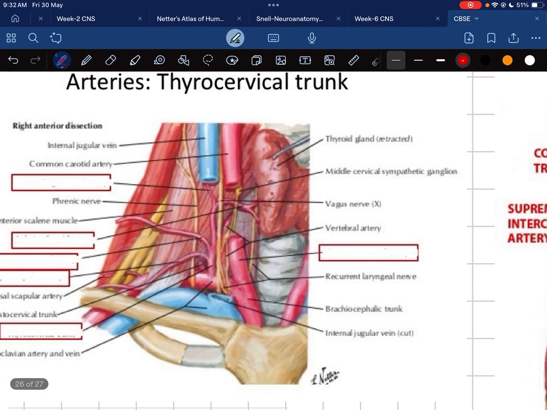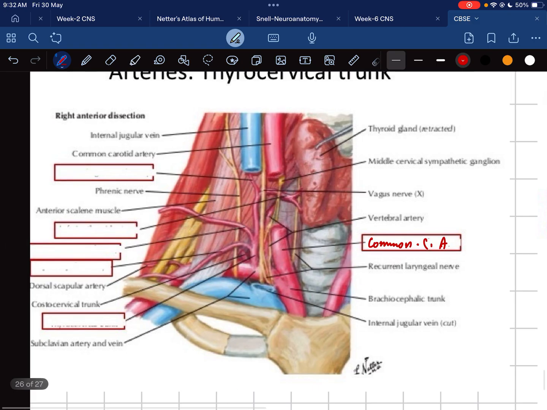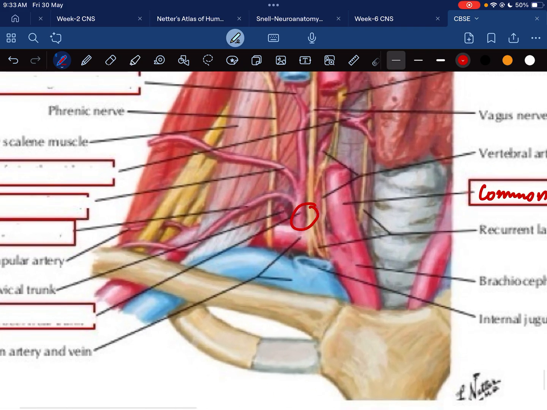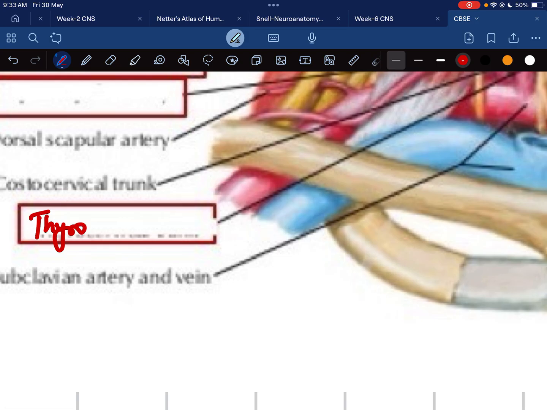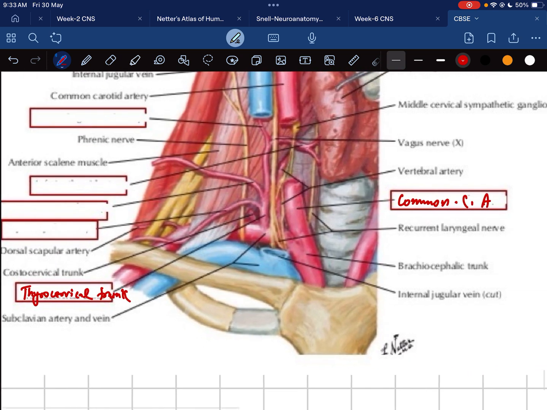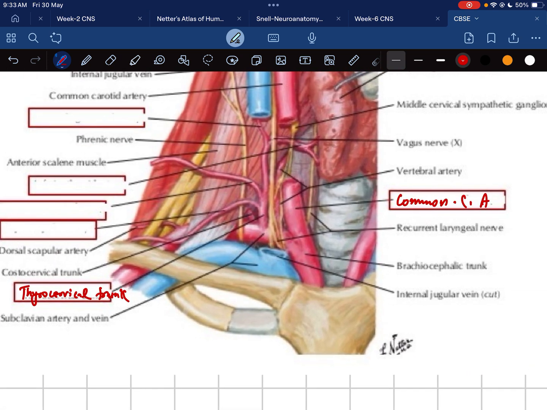This is the common carotid artery. And this is the thyrocervical trunk. The thyrocervical trunk has branches: the inferior thyroid artery, the transverse cervical artery, and the suprascapular artery.